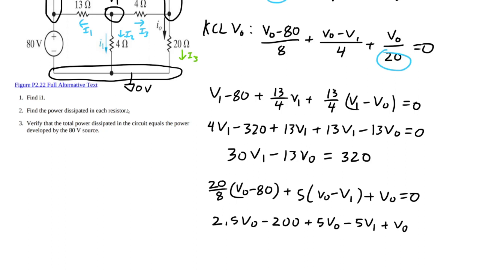And we're going to multiply everything by 2 just to get rid of that 0.5. So 5 V0 minus 400 plus 10 V0 minus 10 V1. Yeah, okay. Just want to double check. And then there's 2 V0. Right?